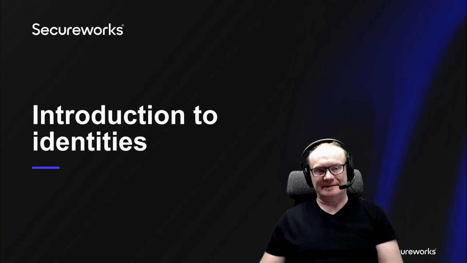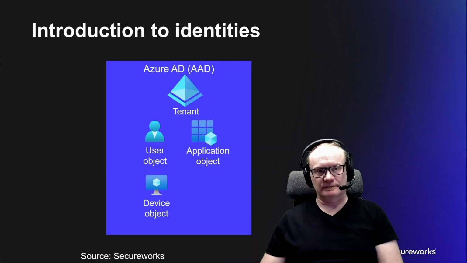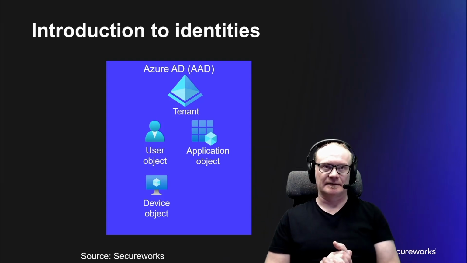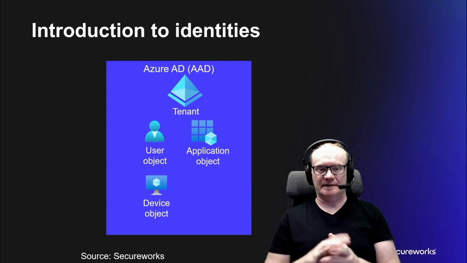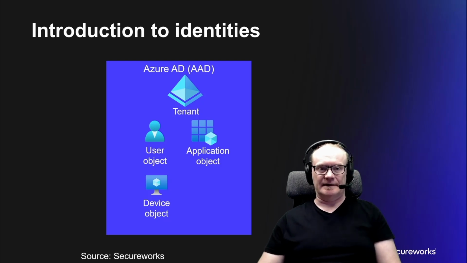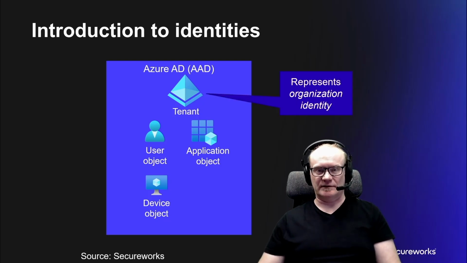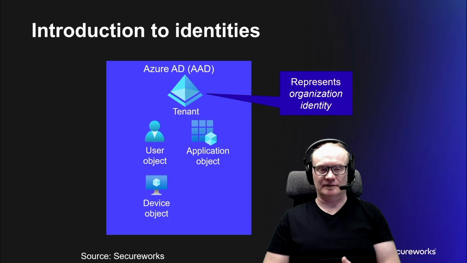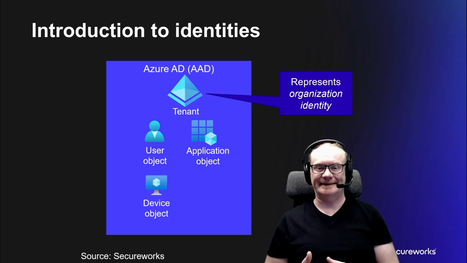Okay, then an introduction to identities. What are identities? You can think of Azure AD, or Entra ID nowadays, as a container that has different objects. Azure AD itself represents the organization's identity. When we talk about an Azure AD tenant, that is an instance of Azure AD of a certain organization. So anyway, the tenant represents the identity of an organization.